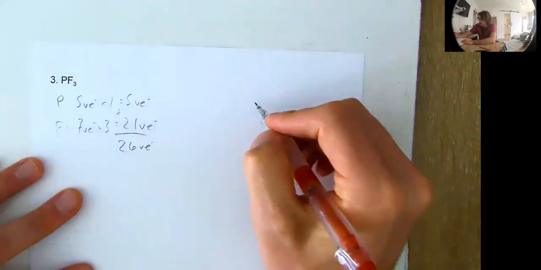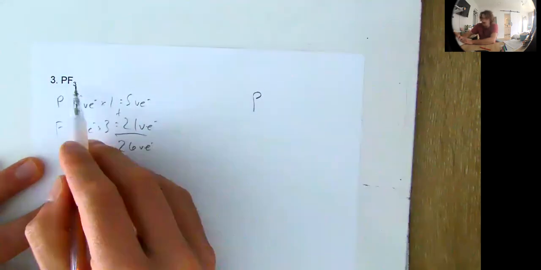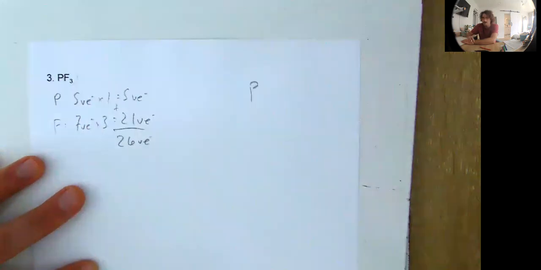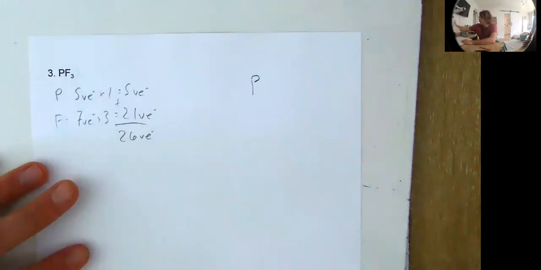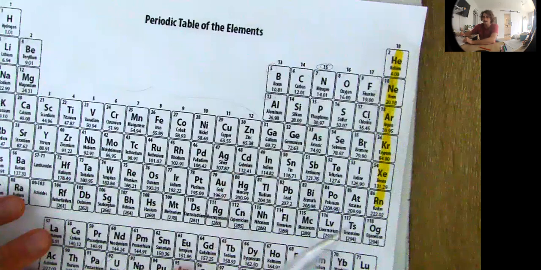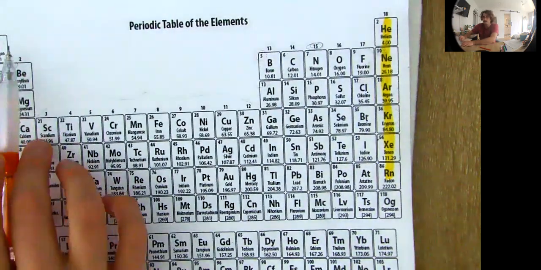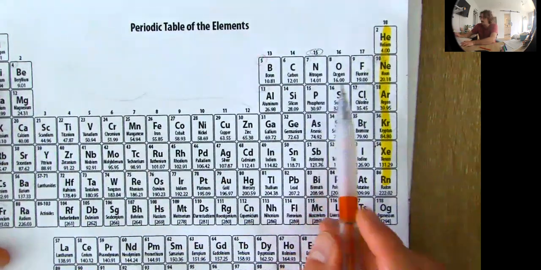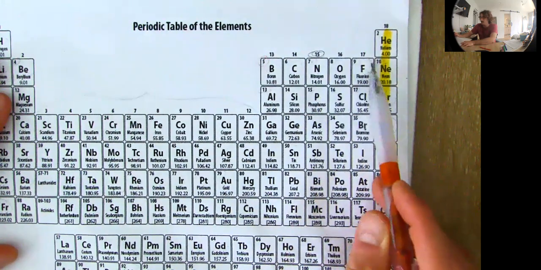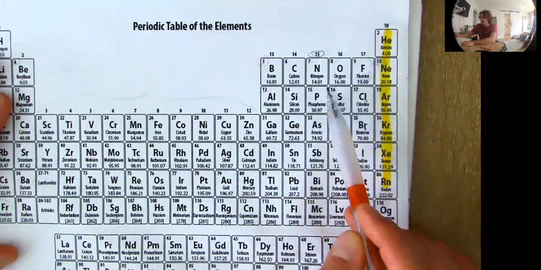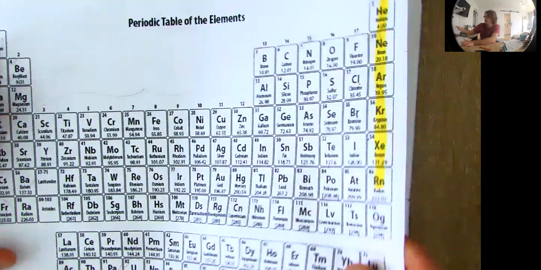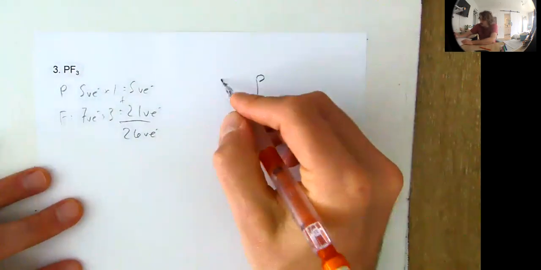So let's draw the phosphorus there, and it looks like the fluorines are going to be on the outside of phosphorus because fluorine is the more electronegative atom. As a review, electronegativity increases as you go up and to the right on the periodic table. So fluorine is further up and further to the right than phosphorus, and that's how we know that fluorine is more electronegative. That's the reason why the fluorines are going on the outside.